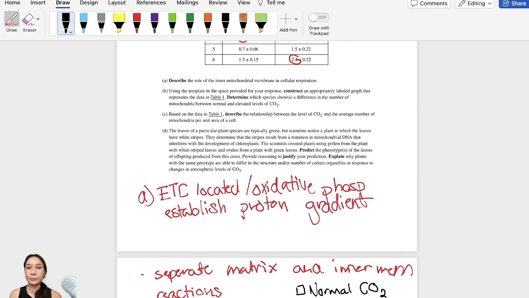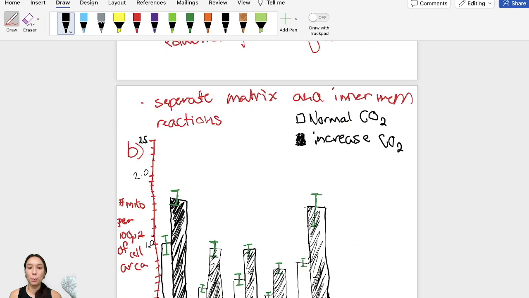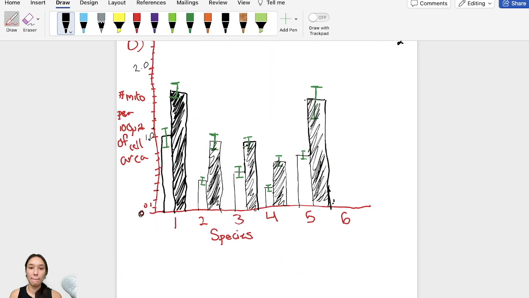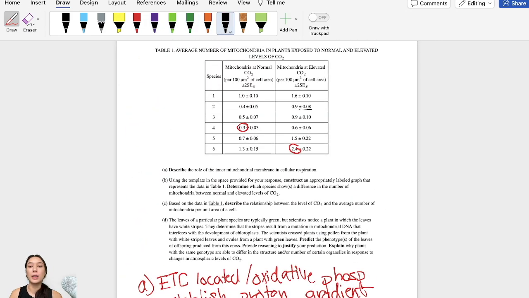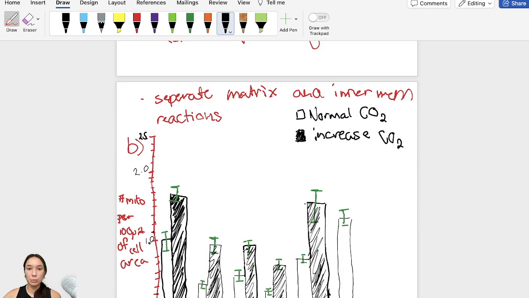And then our final one, 1.3 plus or minus 0.15. So 1.0, 1, 2, 3, this. Plus or minus 0.15, so it should be smaller than this one, smaller than 0.22, this error bar, but larger than the 0.1. And then finally, you have 2.4 plus or minus 0.22. So 2.4 should be around here. I'm going to cut into my legend. Oops.